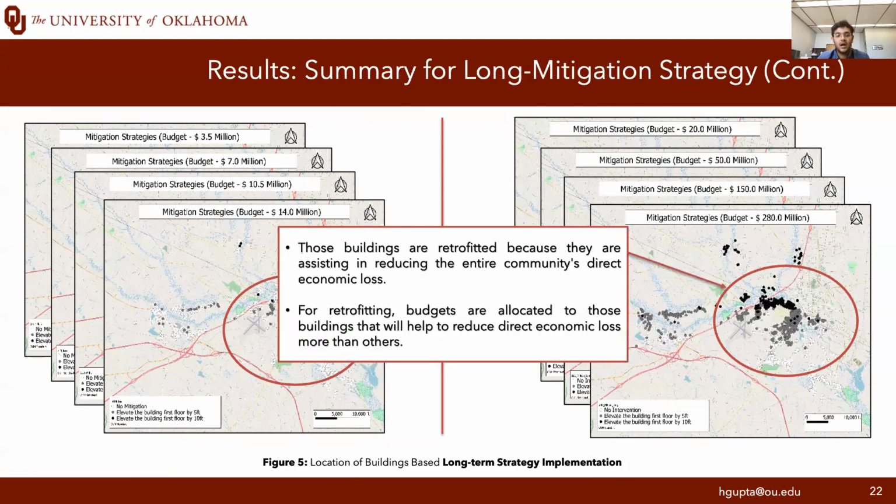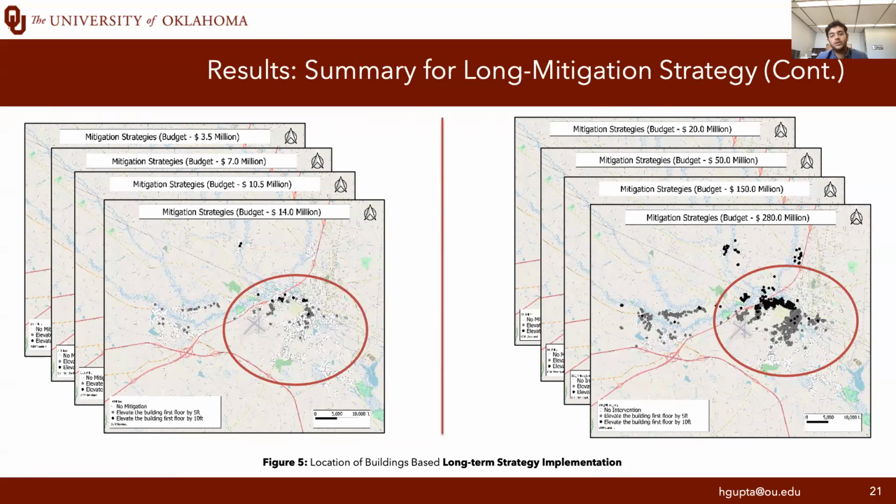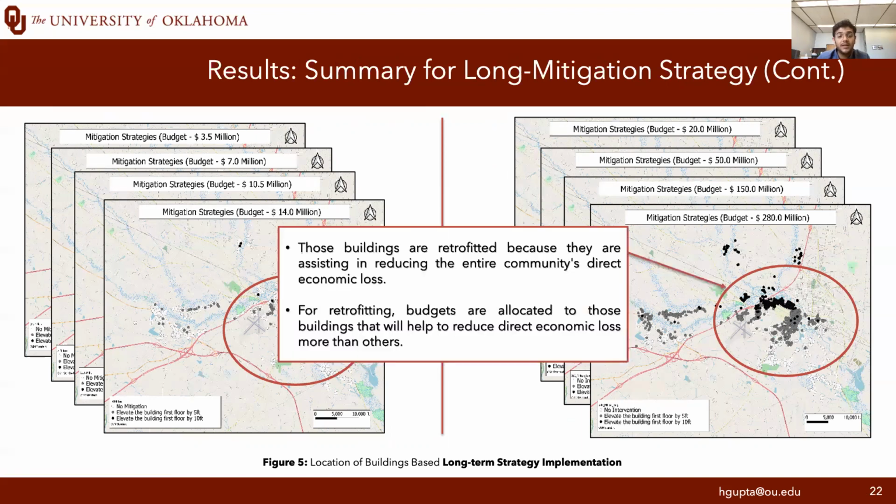And then here we can see that all the buildings are getting retrofitted as I'm increasing my budget. But only those buildings are getting retrofitted to the higher levels or to different mitigation strategies which are helping the community to reduce the direct economic loss.